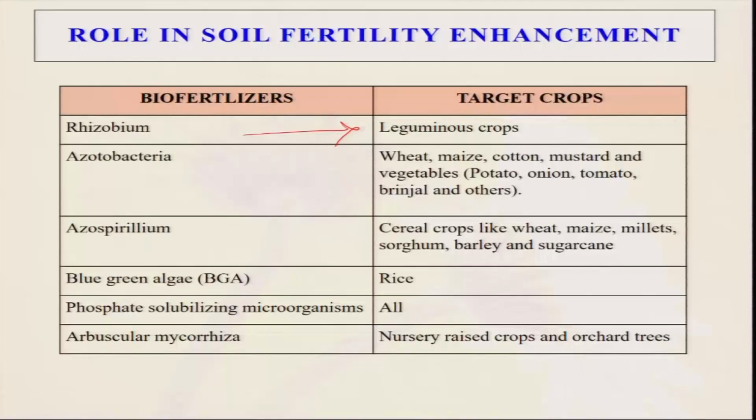Similarly, Azotobacter is free living, and it can be used for wheat, maize, cotton. Similarly, Azospirillum can be used for cereal crops. So, we always have to be very particular about which type of biofertilizer we use for which crop. Similarly, Beijerinckia for rice. While the phosphorus solubilizing microorganisms, PSB, are not host specific. They are complementary with different types of plants, maybe horticultural, agricultural. So, their specificity is not narrow, it is very wide.